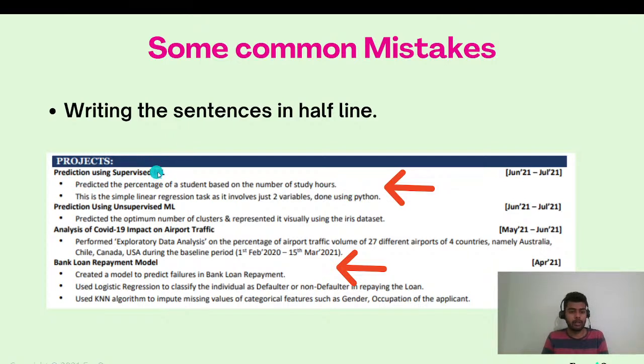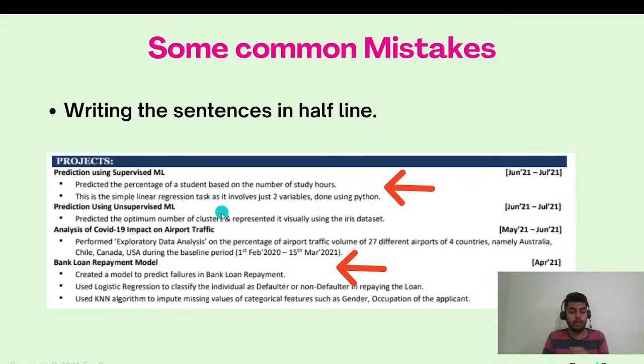So this is obviously what I told you, people make this kind of mistake. They write deep learning project, machine learning project, something like that. It doesn't matter. Just don't do that. You have to write this in terms of the data set. Obviously, you can see the prediction of number of study hours using supervised machine learning. So that is a good title.